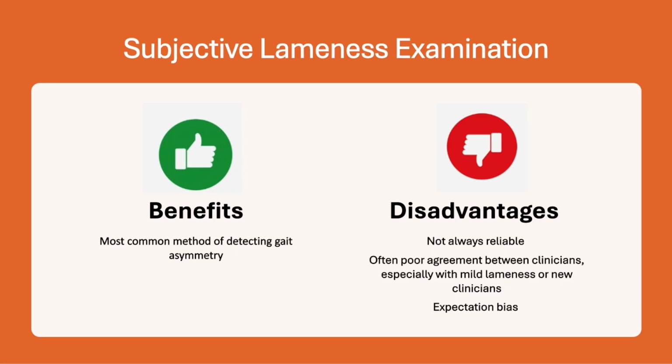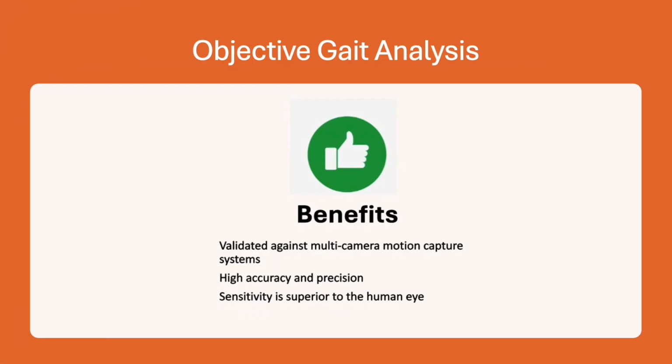Subjective lameness examination by watching the horse in motion remains the most common method of detecting gait asymmetry. However, this method is not always reliable, and there is often poor agreement between clinicians, especially with cases of mild lameness and cases with hind limb lameness. It's been shown that lameness of grade 1.5 or less on the AAEP grading scale has an inter-observer agreement of only 62%. Young or inexperienced clinicians have also shown reduced inter-observer agreement when compared to experienced lameness clinicians. Expectation bias can also be introduced into the case during perineural or intra-articular analgesia.